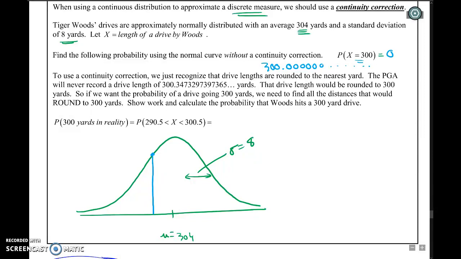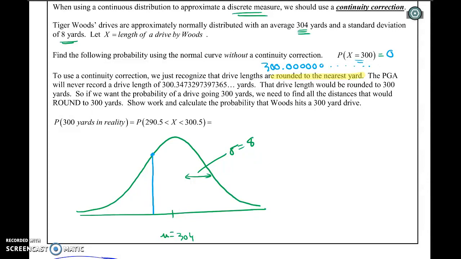To use the continuity correction, we recognize that drive lengths are rounded to the nearest yard. The PGA rounds to the nearest yard. They don't measure that accurately. So the PGA would record a drive of length 300.347 and so on as a 300-yard drive. So if we want to find the probability of a drive going 300 yards in this discrete measuring system, we need to find all the distances that would round to 300 yards.